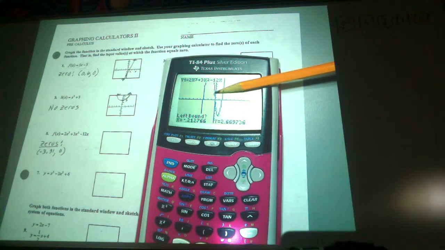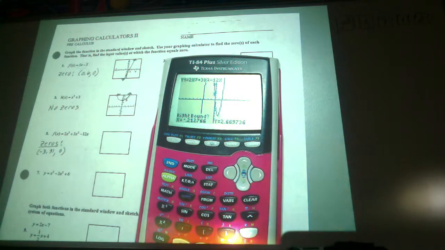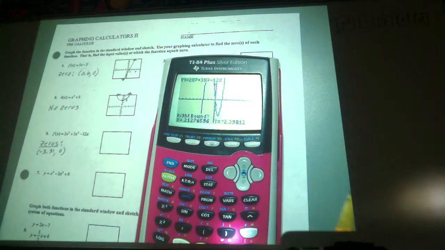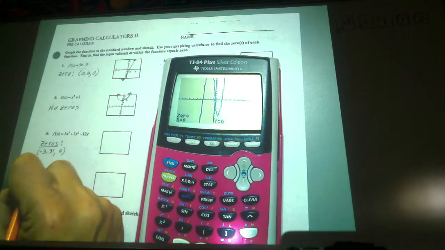So this time, left down is above the x-axis, because that would be to the left of that point. So hit enter, but don't be too far away. Then it wants right down, so scroll to the right. That would be on the point, so I'm going to scroll a little bit further, hit enter, and enter again. 0, 0. So the origin should be one of our zeros.